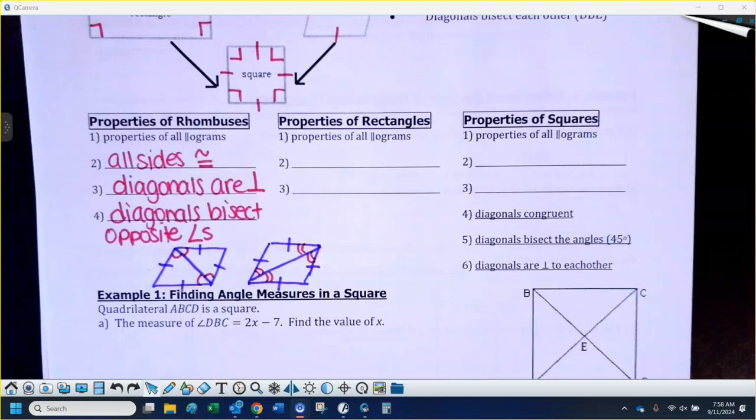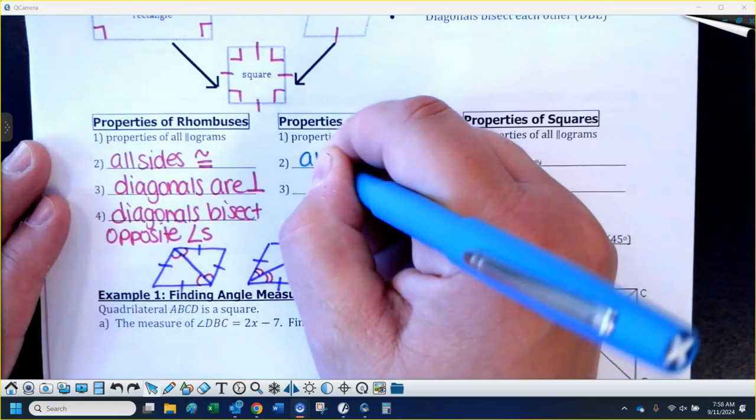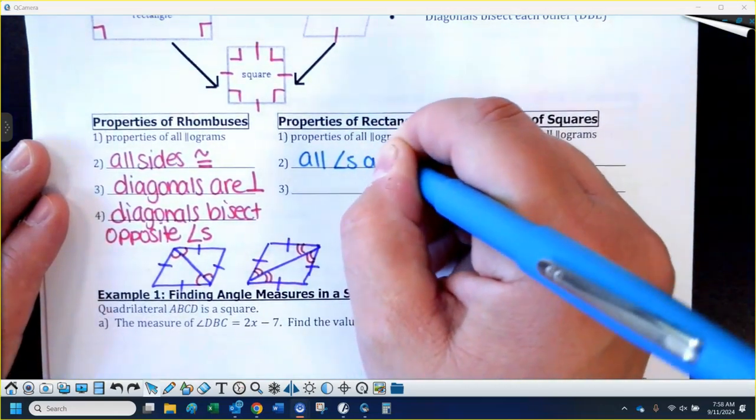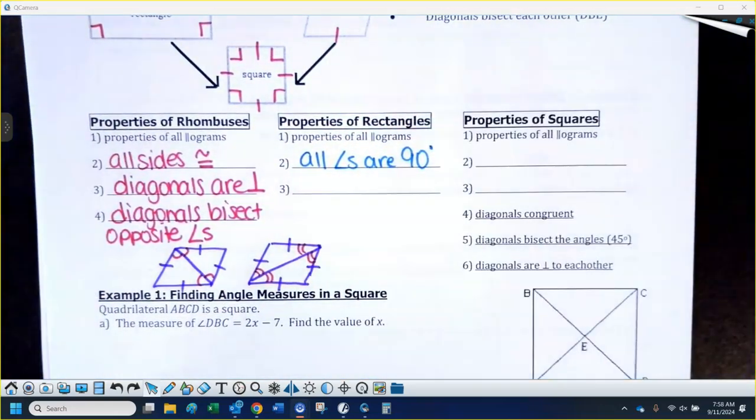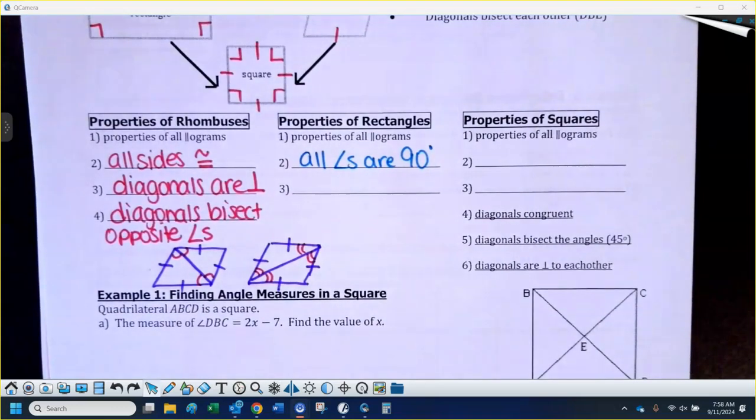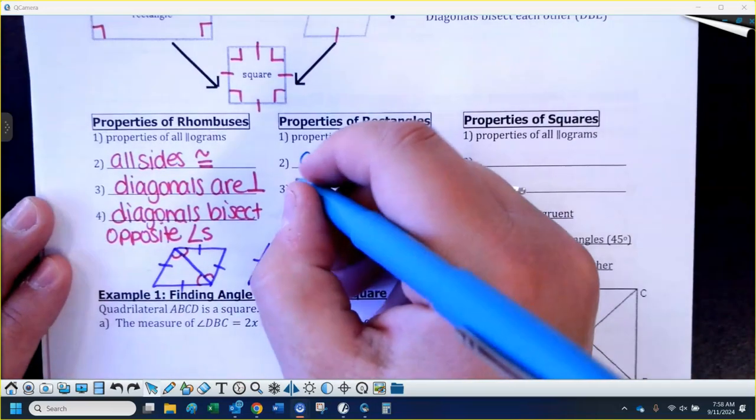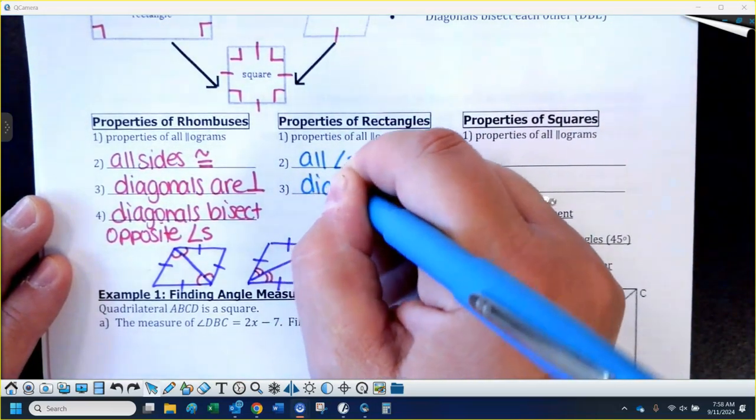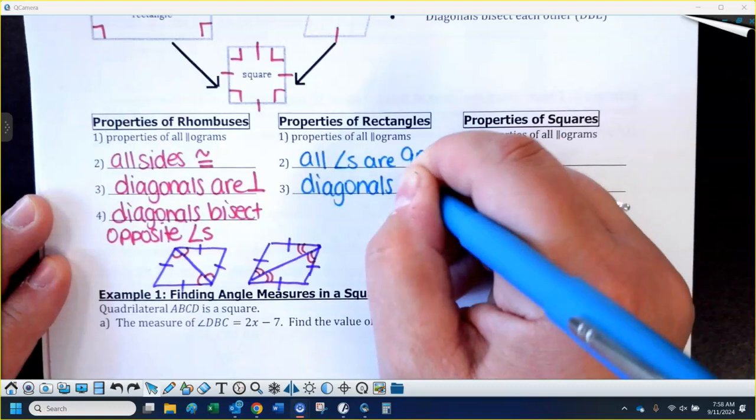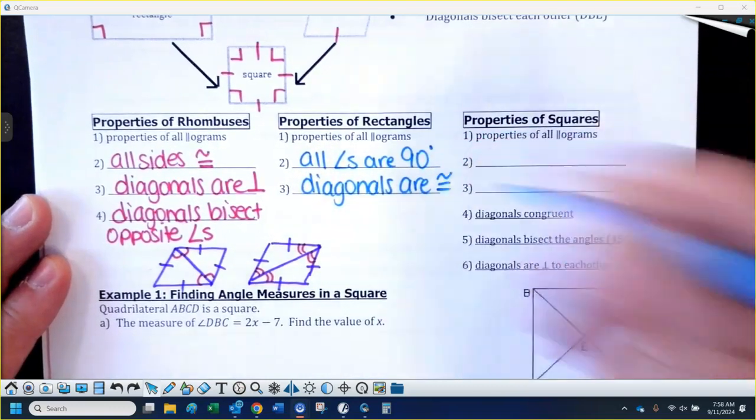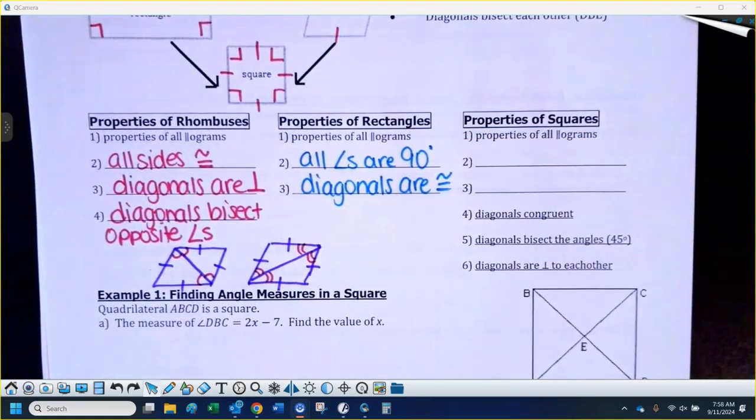Okay, now special properties for your rectangle. The definition, just all the angles are 90 degrees in the corners. That's your definition. The other thing that's special about a rectangle, besides all the other properties of your parallelograms, is that the diagonals are going to be congruent. Okay, and then today we're going to add into the mix the square.